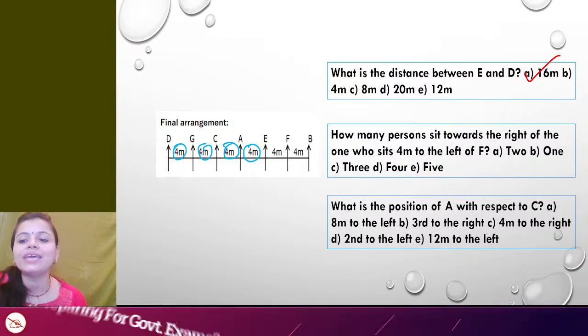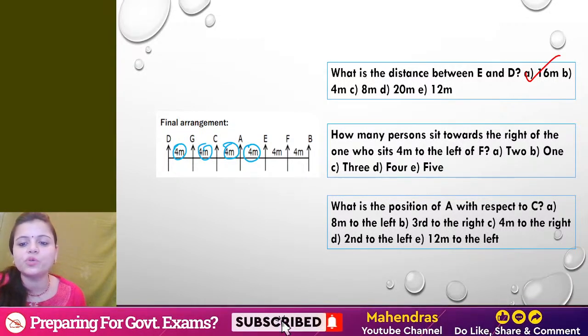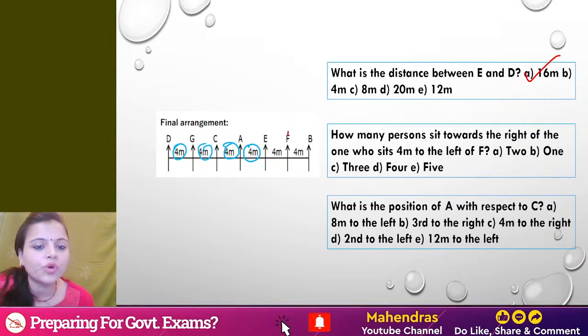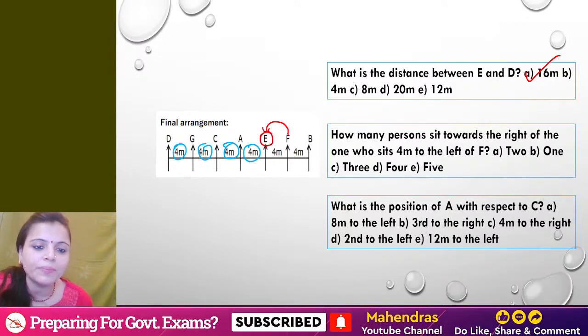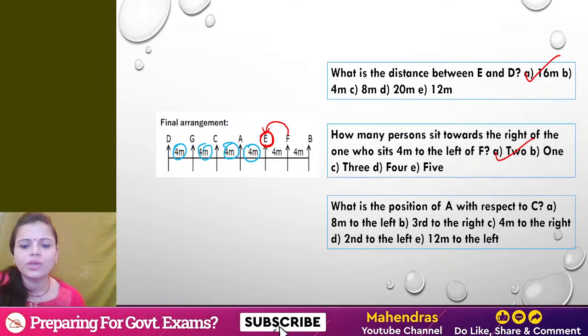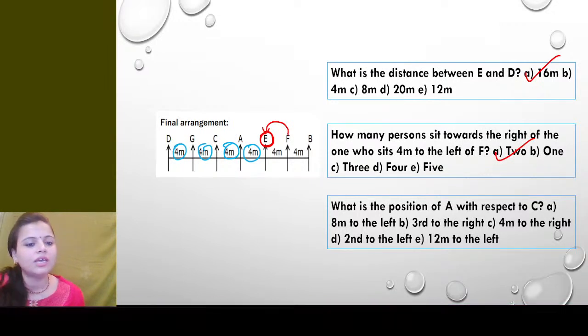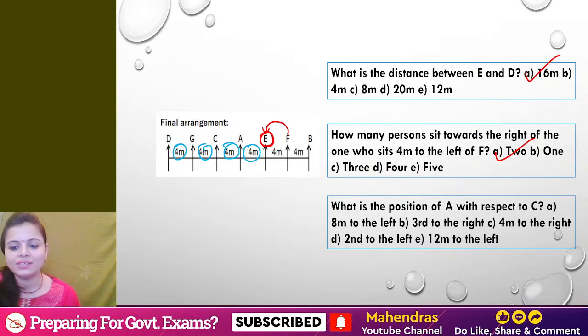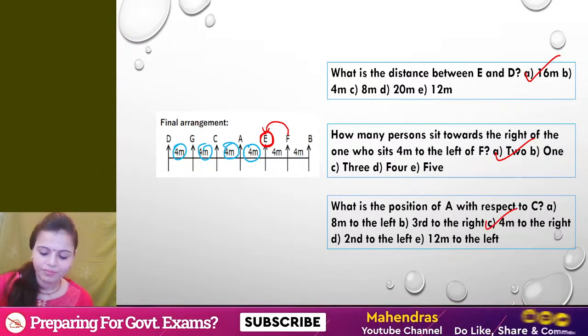What is the distance between E and D? So it's 16. How many persons sit towards the right of the one who sits 4 meter to the left of F? The one who sits 4 meter left of F is E. So how many persons sit towards the right of E? There are two persons. So A. What is the position of A with respect to C? A with respect to C, it's 4 meter to the right, na? Yes.